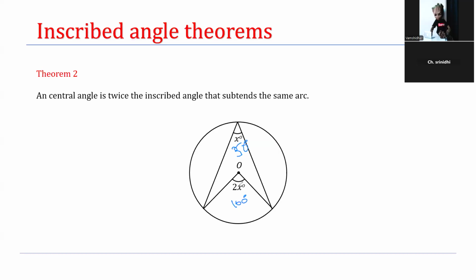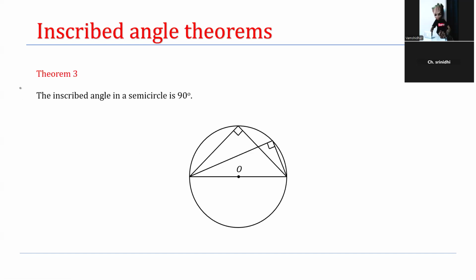So if this is 50 degrees, this will become 100 degrees. So this is about central angle and inscribed angle. So what about this? The inscribed angle on the diameter or semicircle will always be 90 degrees. Do you understand that? Will always be 90 degrees. Okay, sir. Understood, sir.